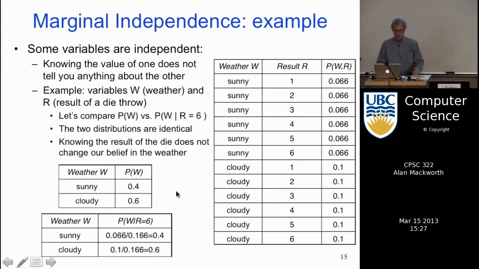And that's all this says, I think, here. Here's the prior probability of the weather, and here's the posterior probability of the weather, given that R is equal to 6, or 3, or 2, or 1, or whatever it is, it makes no difference. They're exactly the same tables, okay?